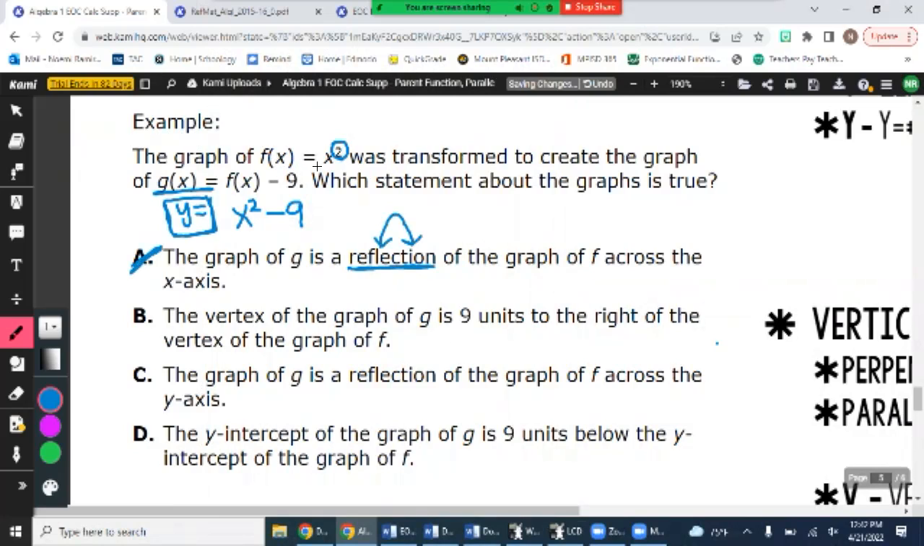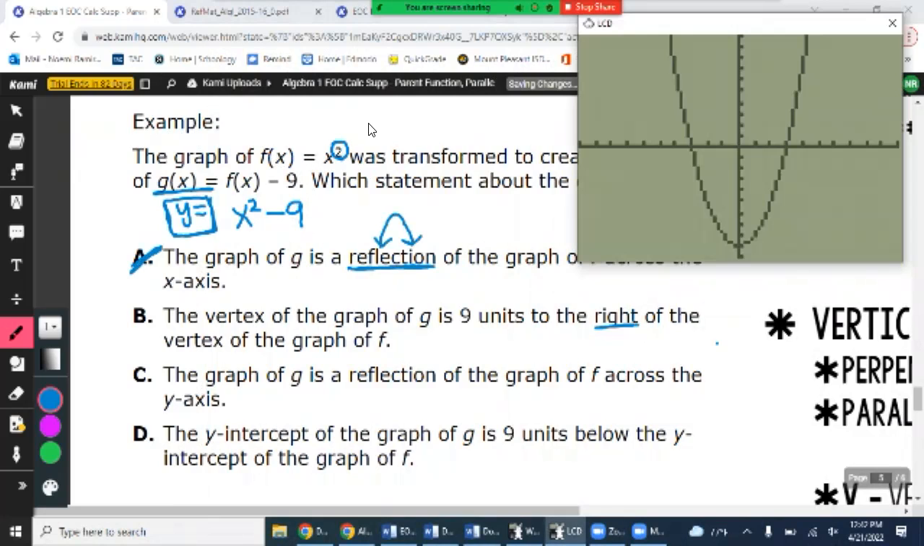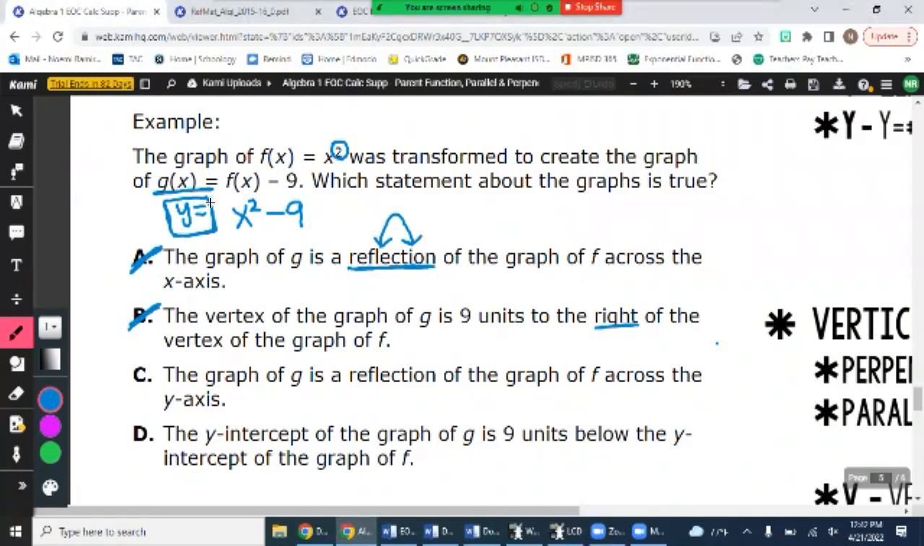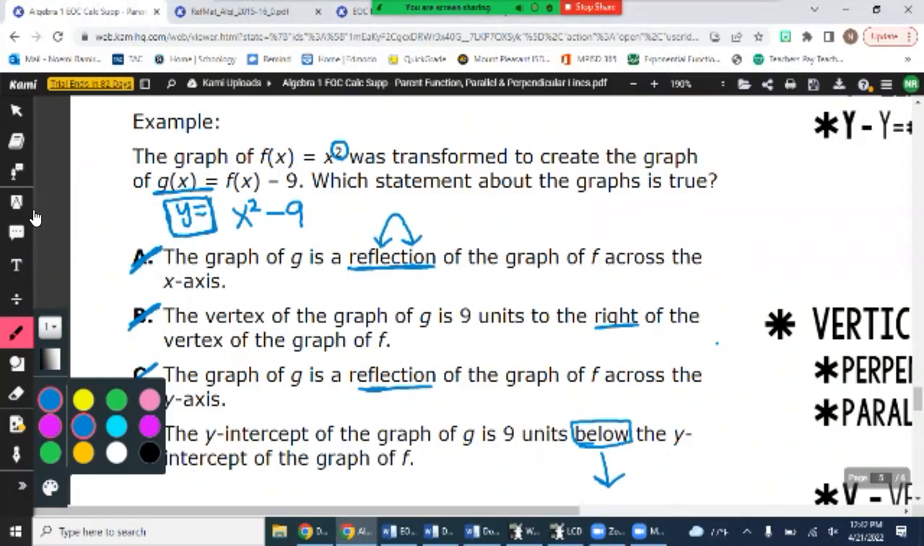Did it move to the right? No, if you look at it, it's still on the y-axis. The y-axis is still going through the middle of it. So no, it did not move left or right. Once again, we just went over it. It did not reflect. Okay. Did it go below? Yes, it shifted down. So the answer is D. Questions? All right. Let's try another one.